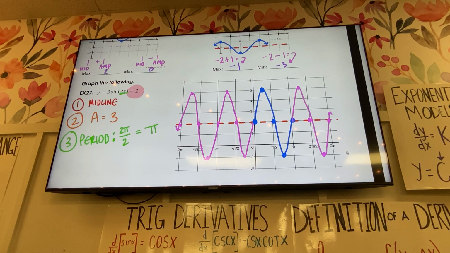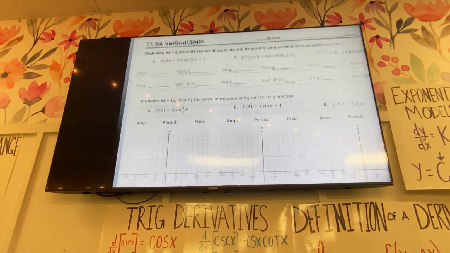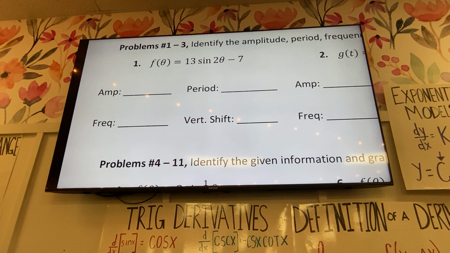Does that make sense? Okay, let's look at your homework. What does it mean by frequency? That's the B value. That's what I wanted to talk about. So amplitude, period, vertical shift, you all know that. Frequency is just the number on the inside. So the frequency on this one is going to just be 2.